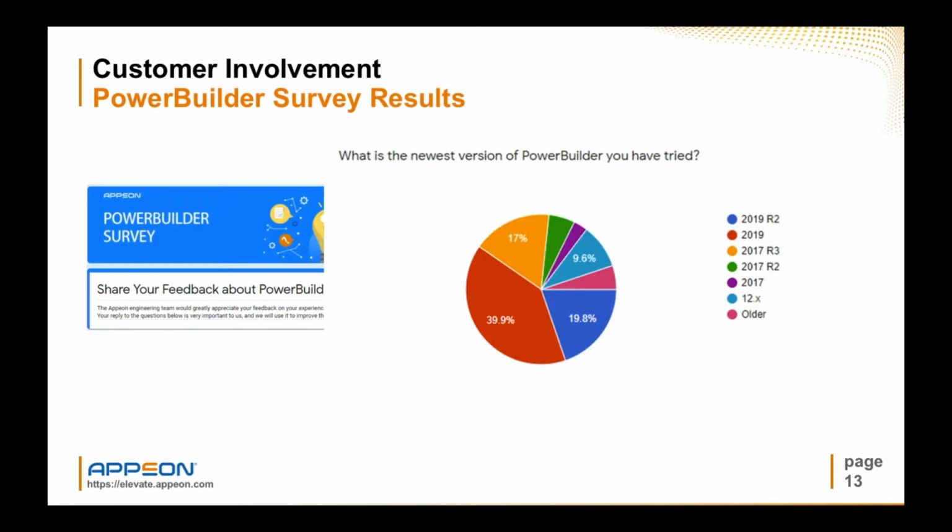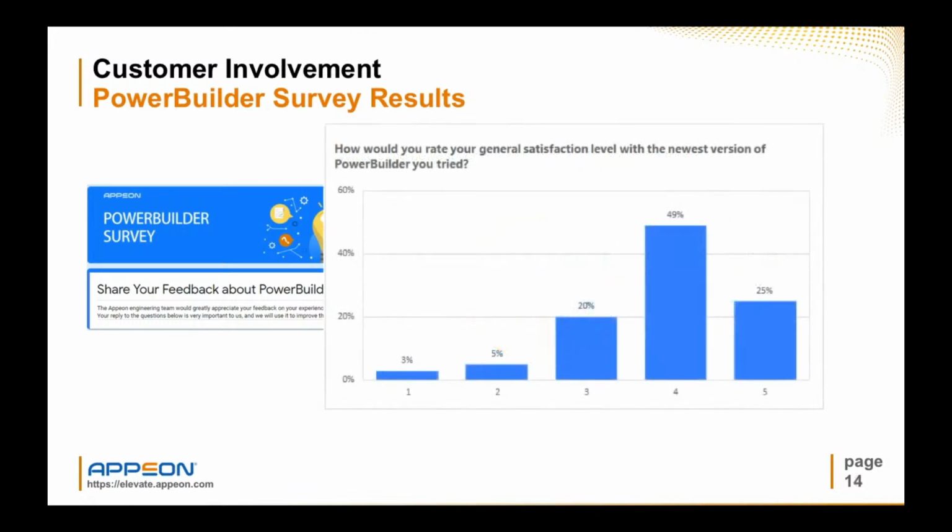What is the newest version of PowerBuilder you have tried? 85% of respondents have updated to an Appeon version of PowerBuilder, which is 2017 and newer. Version 12.6 was the last version made by SAP.